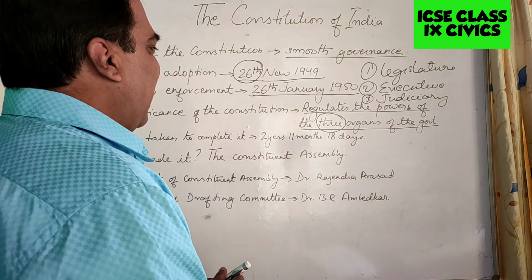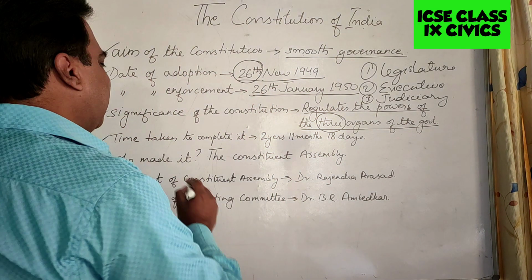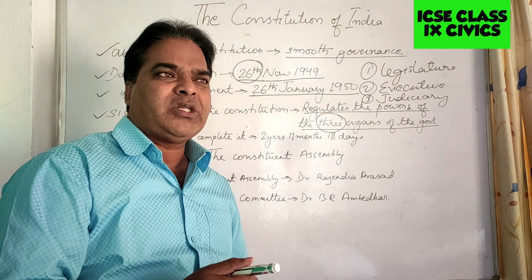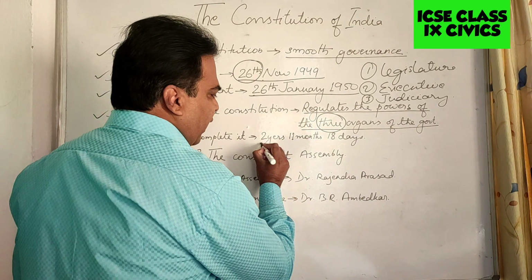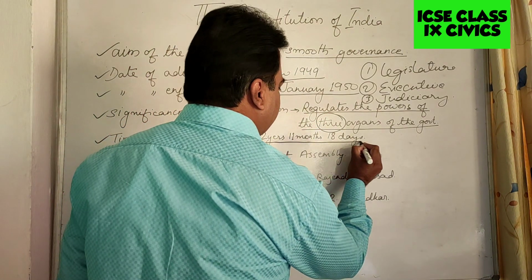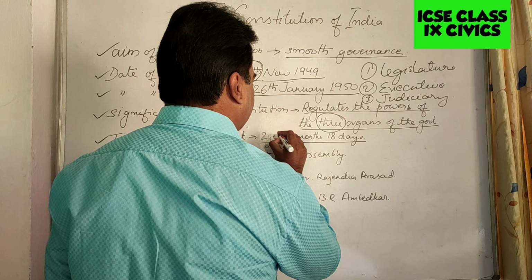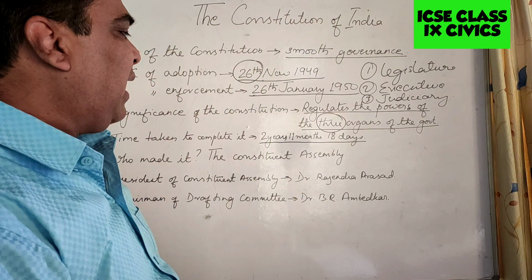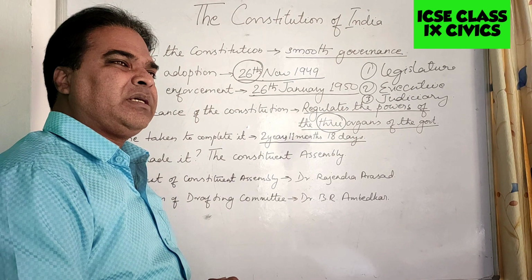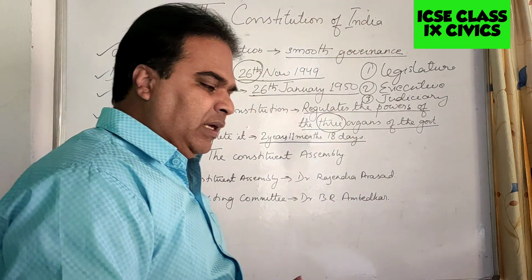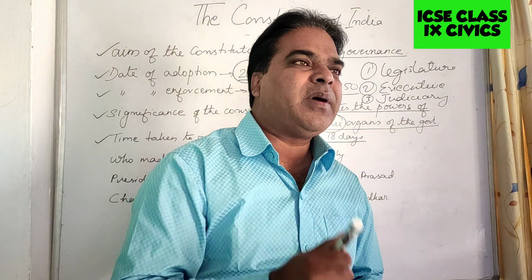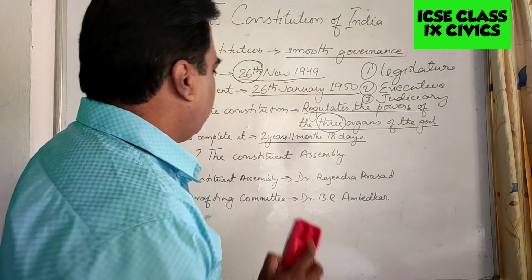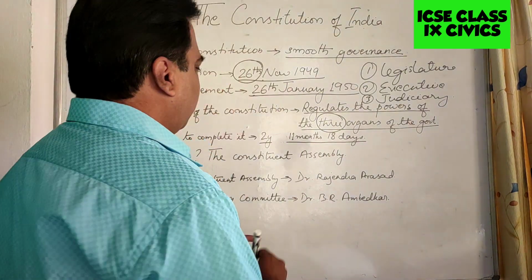Okay, children. Now next one is the time taken to complete the Constitution. Can anybody say how long it took to complete our Constitution? It is mentioned over here: 2 years, 11 months, 18 days. Once again, 2 years, 11 months, 18 days. This you must remember. So it took how many years? 2 years.